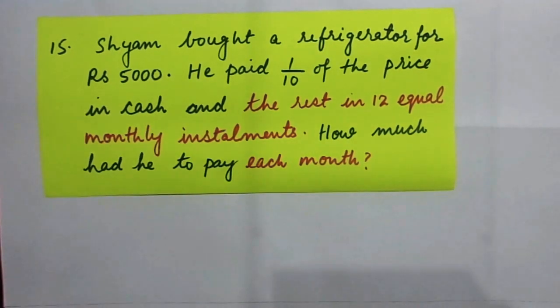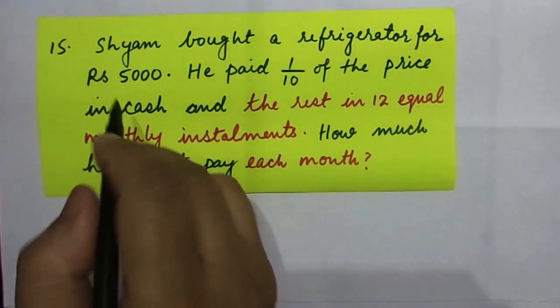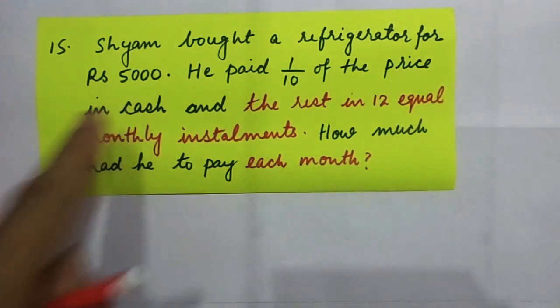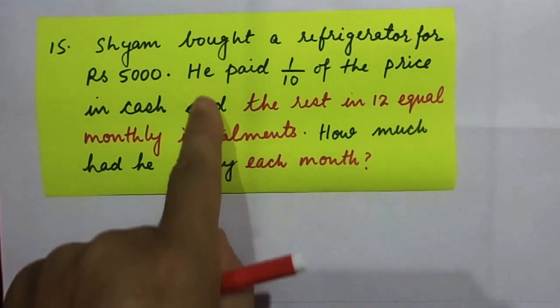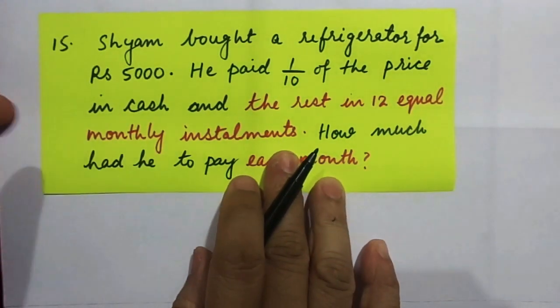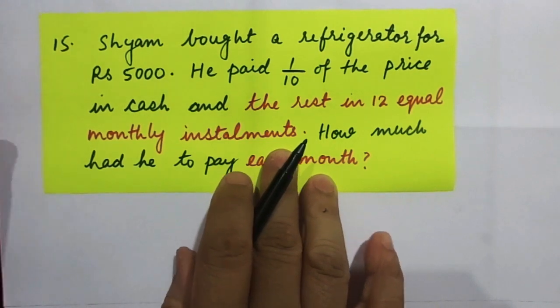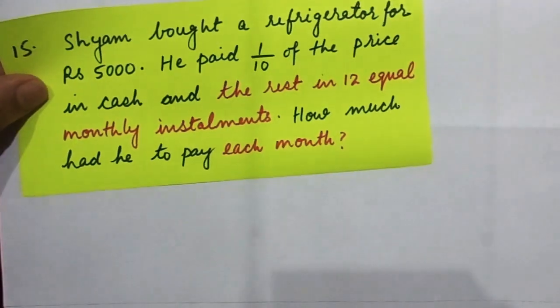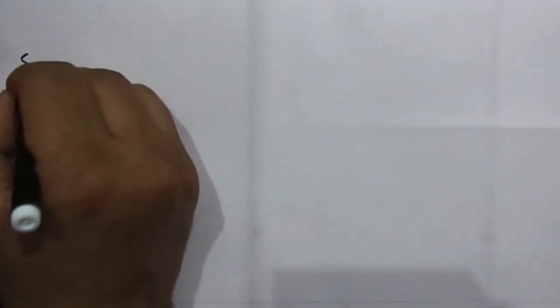Shyamji bought a refrigerator. It's really too hot, not too hot. Shyam bought a refrigerator for 5,000. Very cheap, friend. He paid 1 by 10 of the price in cash. Okay, he had only 5,000 rupees. He had only 1 by 10 of the price in cash. Let me see how much he had in cash.